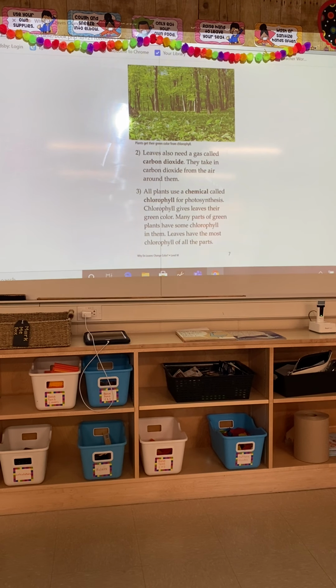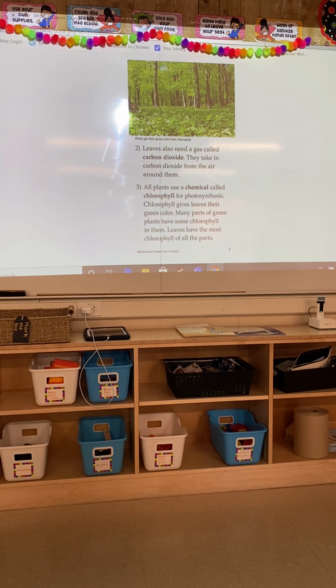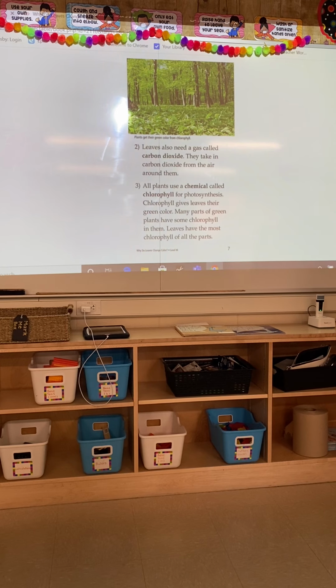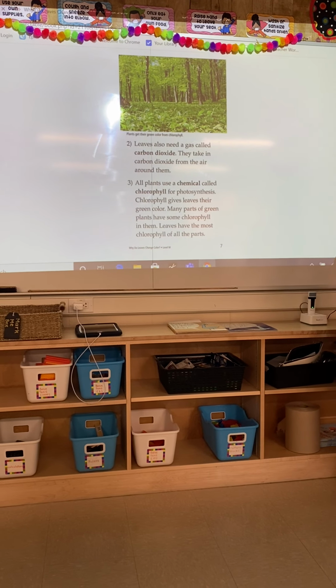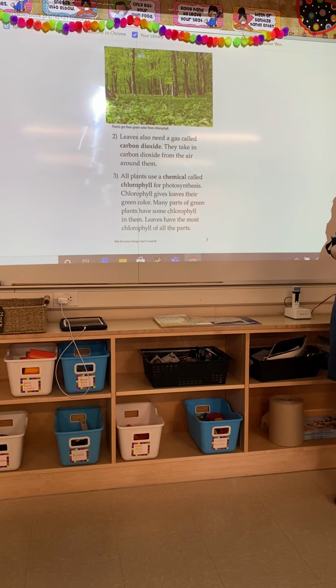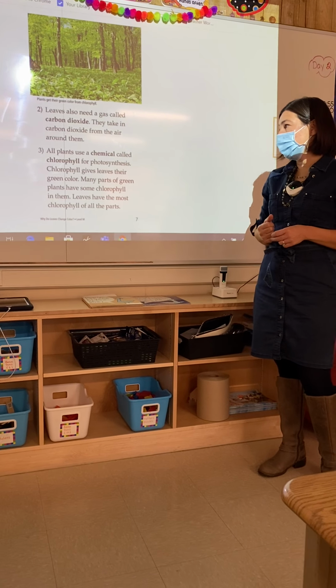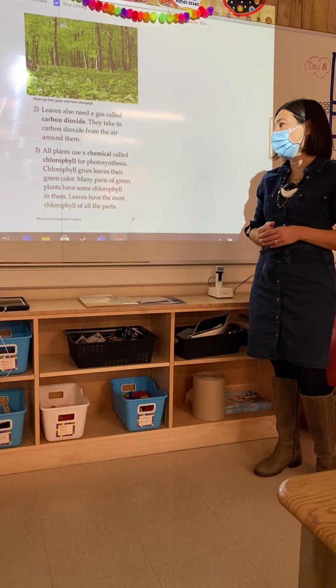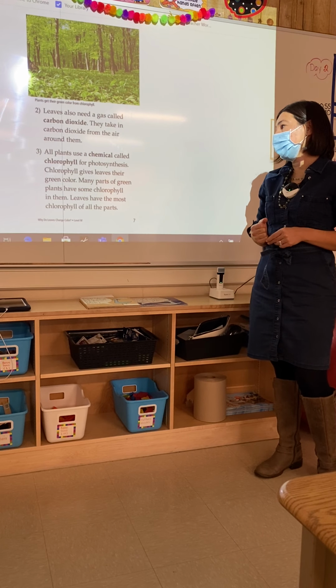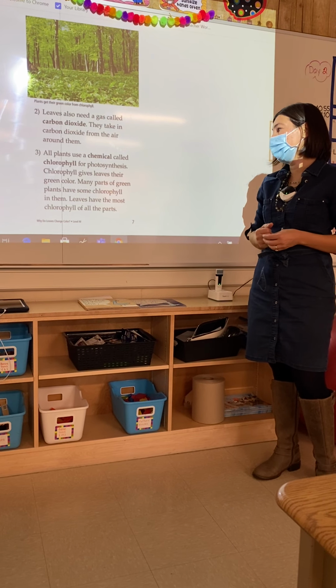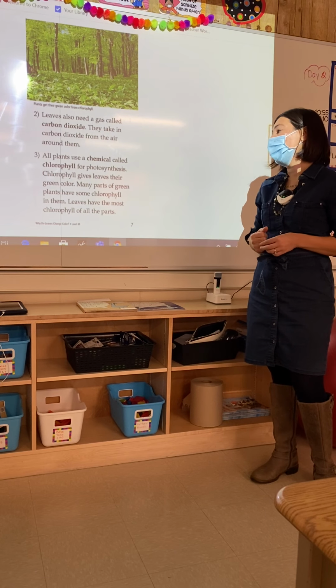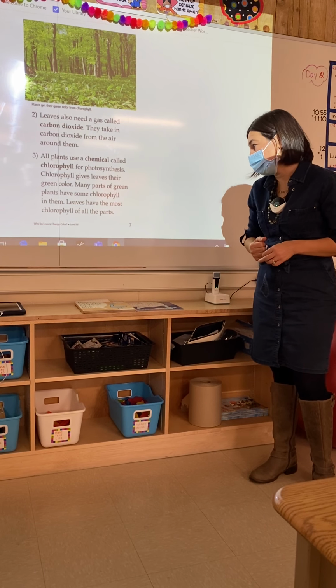Okay, number 2. Leaves also need a gas called carbon dioxide. They take in carbon dioxide from the air around them. Number 3, all plants use a chemical called chlorophyll for photosynthesis. Chlorophyll gives leaves their green color. Many parts of green plants have some chlorophyll in them. Leaves have the most chlorophyll of all the parts.